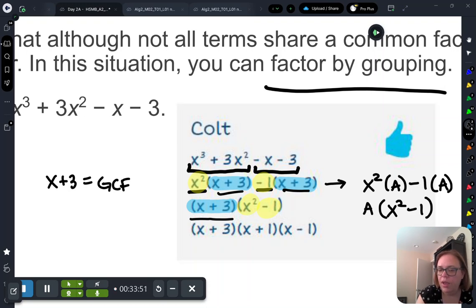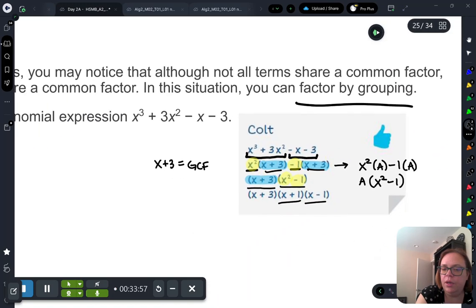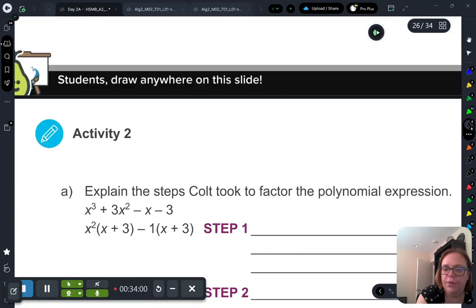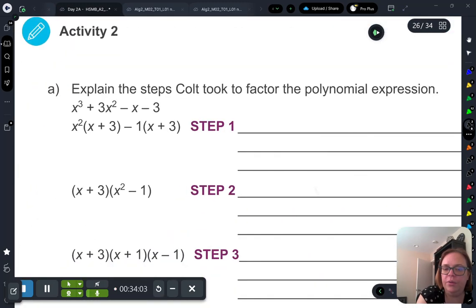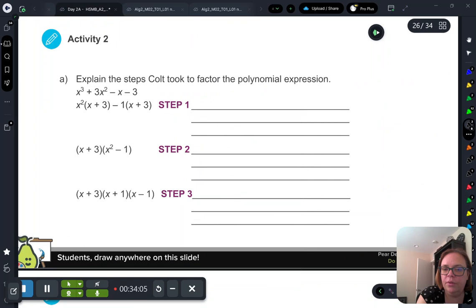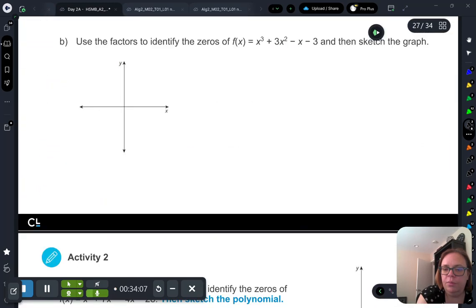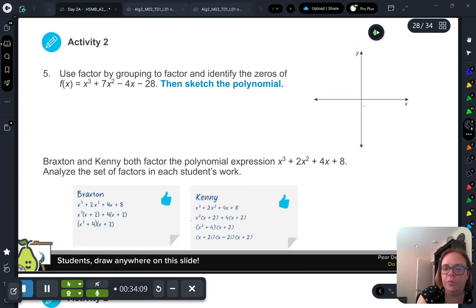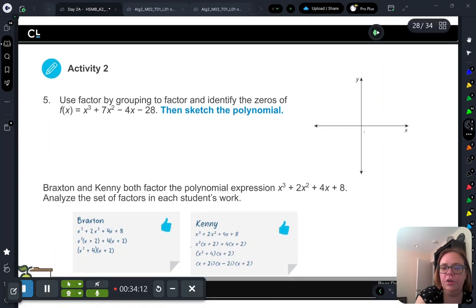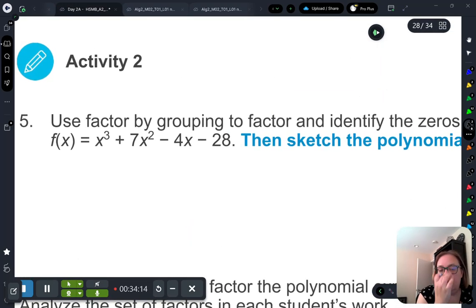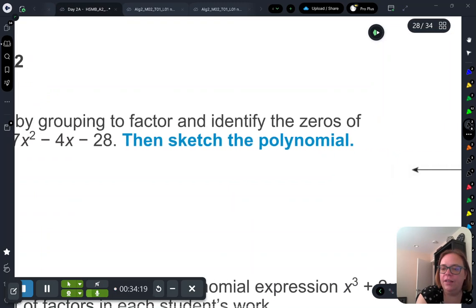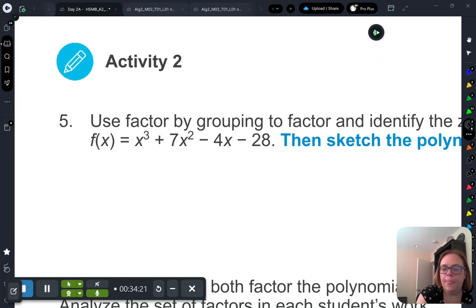And then the rest of it is they factored x squared minus 1 to get x plus 1, x minus 1. Okay, so this is just asking you to explain all those steps. But let's do one more where we have to factor by grouping. So let's do number 5. Use factor by grouping to factor and identify the zeros of f of x is equal to x cubed plus 7x squared minus 4x minus 28.